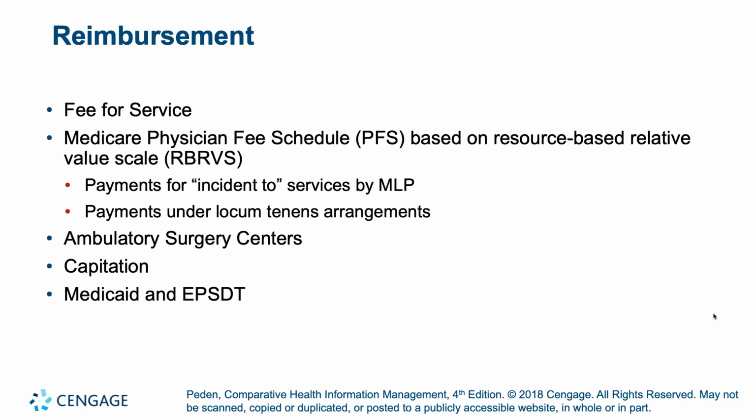Reimbursement. There are different types of reimbursement for these freestanding ambulatory care settings. There's fee-for-service, there's Medicare physician fee schedule, which is based on that value scale of RBRVS. And I will tell you that in almost all of these settings now, in 2020, there are very few that use fee-for-service or RBRVS. Almost all of them are under some type of capitation or other payment.